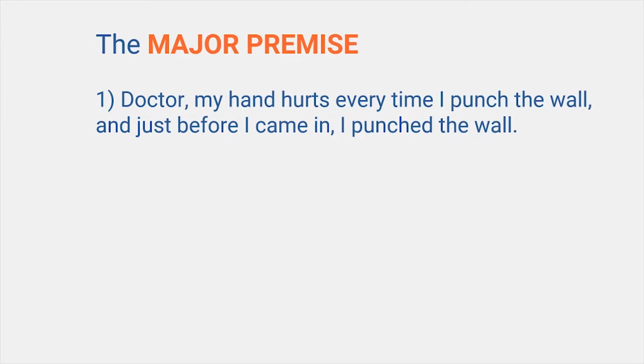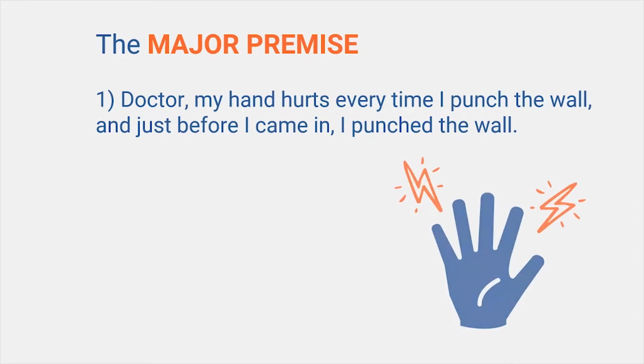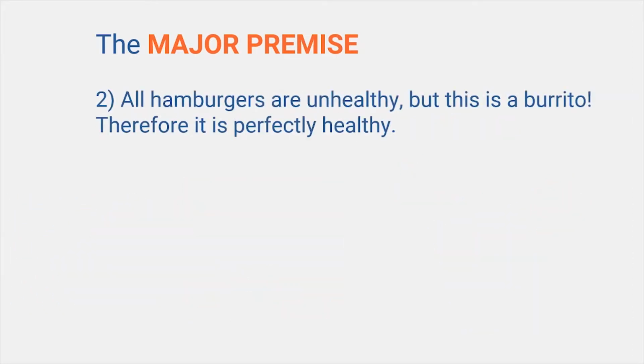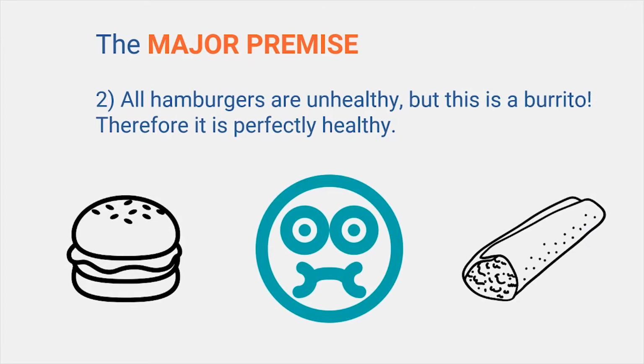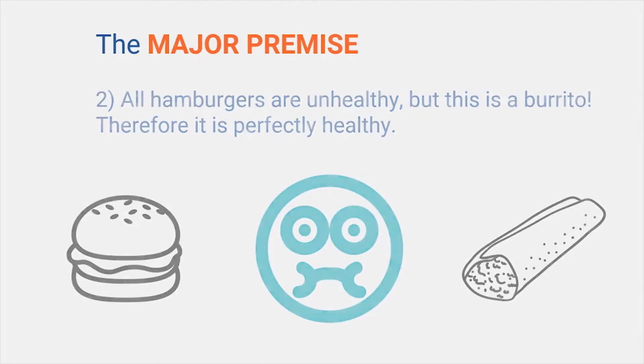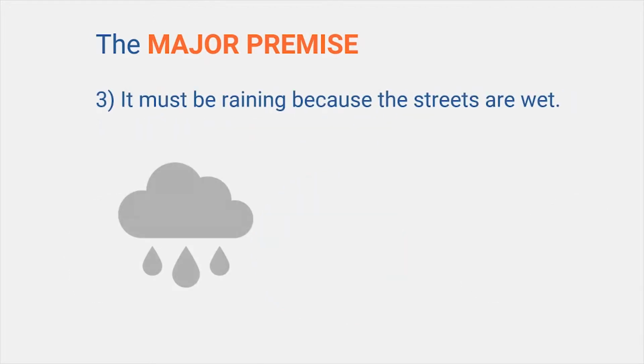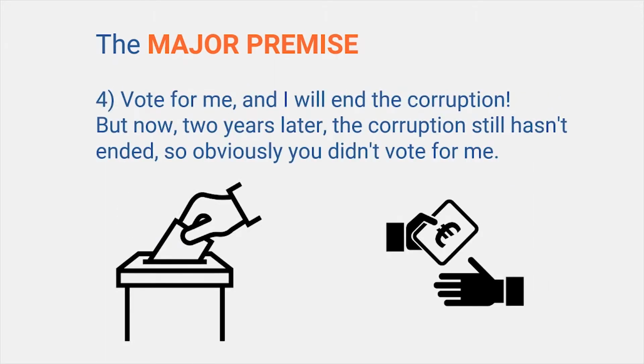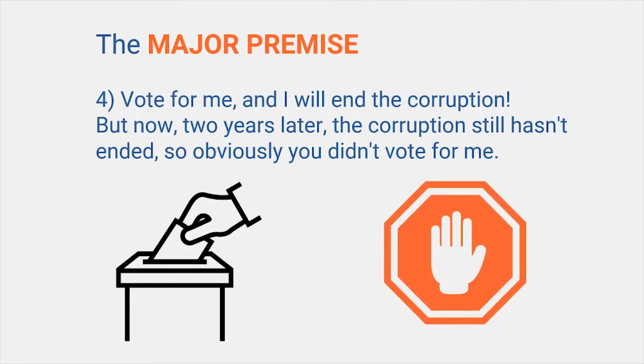Example 1. Doctor, my hand hurts every time I punch the wall. And just before I came in, I punched the wall. 2. All burgers are unhealthy. But this is a burrito, so it is perfectly healthy. 3. It must be raining because the streets are wet. 4. Vote for me and I will end the corruption. But now, 2 years later, the corruption still hasn't ended. So obviously you didn't vote for me.